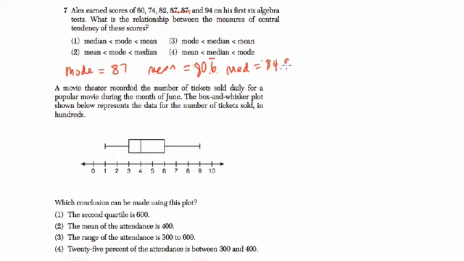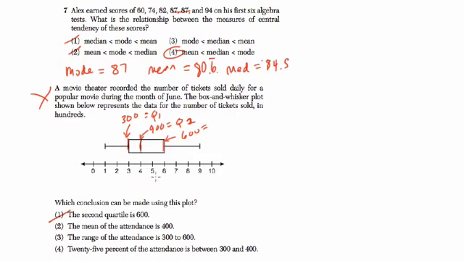Okay, so now we just compare these. The mode's the greatest, and the mean is the least. So this can't be correct because the mode should be the greatest, right? Mode is then the median, then the mean. This is the answer right here, choice 4. Okay.